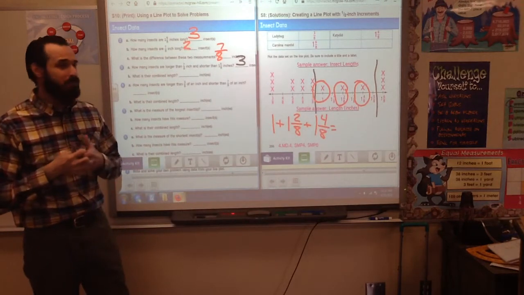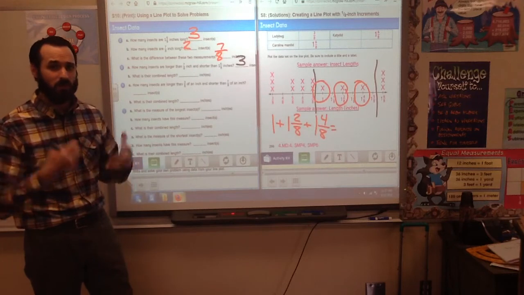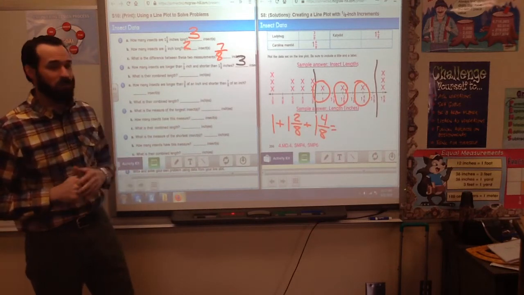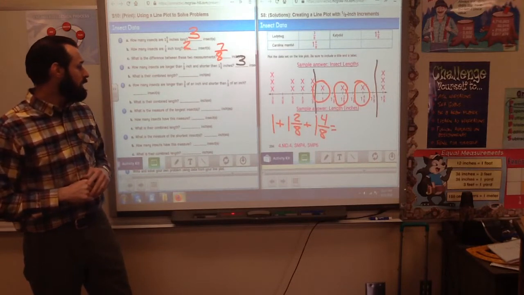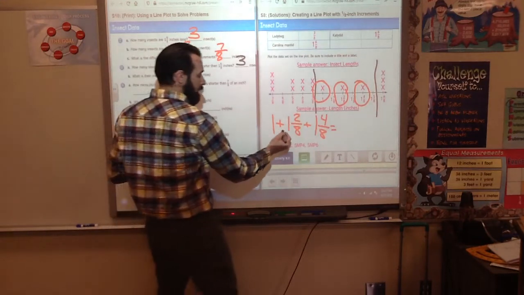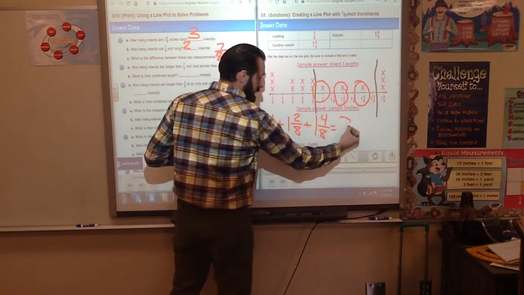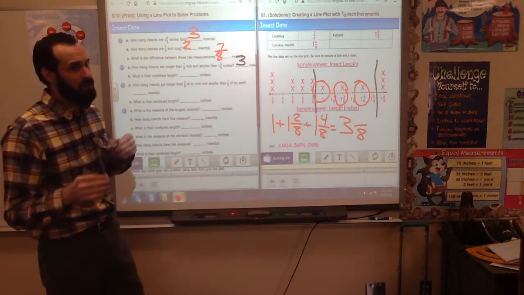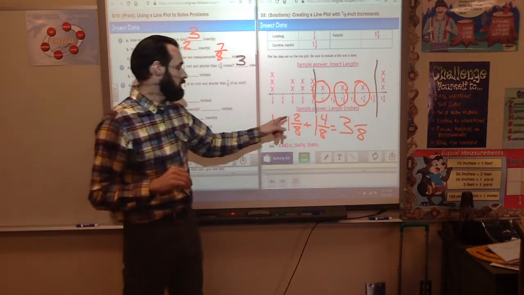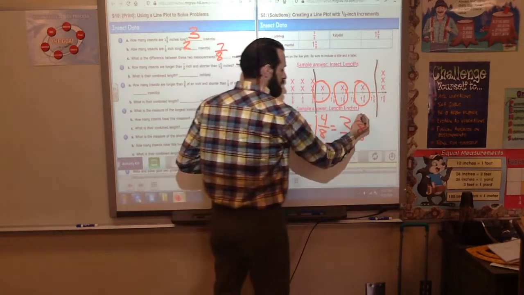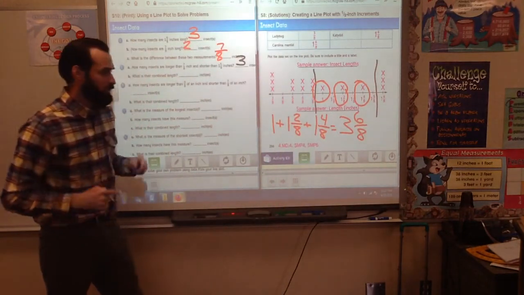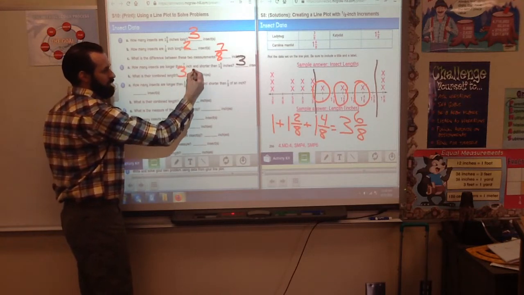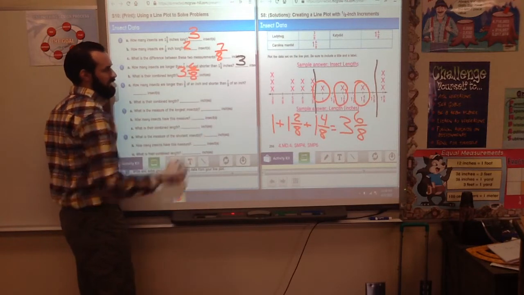This one's pretty easy to add because you don't have to regroup the fraction. You can just add the whole numbers, then add the fraction, and you should get your answer. So go ahead and do that. Write your answer in here. And if you're ready now, here we go. 1 plus 1 plus 1 is 3. I know my denominator is going to be 8 because when I add fractions or subtract them, my denominator doesn't change. 2 plus 4 is 6. So your answer for their combined length is 3 and 6/8.